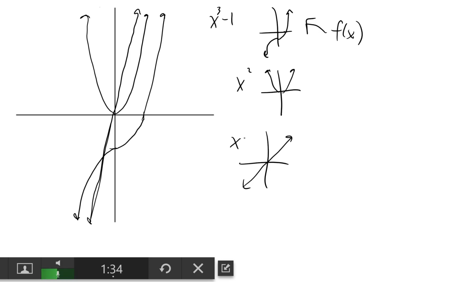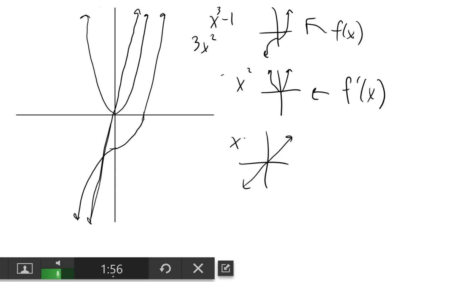And notice if I took the derivative of this, this would be 3x squared, which is very similar to this one. So I mean, compare x squared to 3x squared. It's just a little skinnier. So then this should be its derivative.